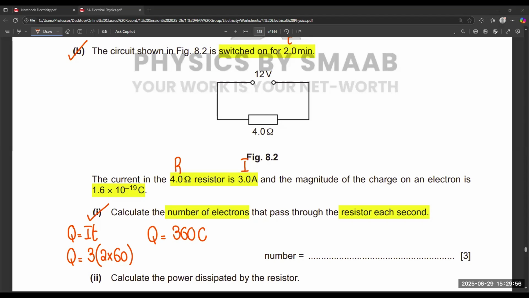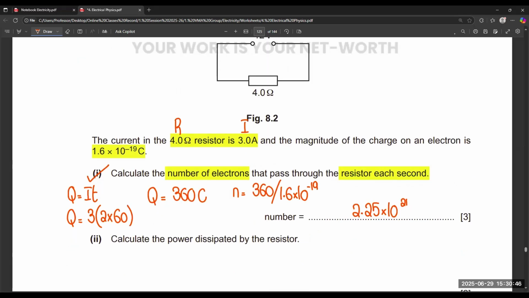Okay, so we were talking about the number of electrons passing through the resistor each second. For the number of electrons, 360 divided by 1.6 exponent minus 19 equals 2.25 exponent 21. So these are the number of electrons passing through the resistor each second. Then we have to calculate the power dissipated by the resistor, and as we discussed already, the formula of power P is equal to VI.